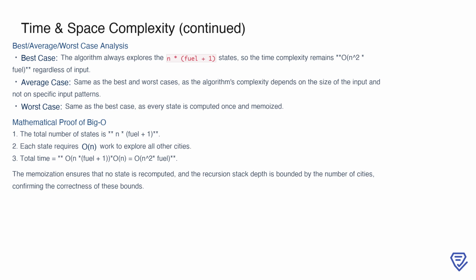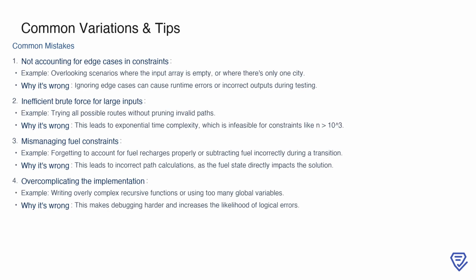of these bounds. When tackling this problem, there are some common mistakes that can trip up even experienced coders. First, it's essential to account for edge cases within the constraints. For instance, you might overlook scenarios where the input array is empty, or there's only one city in the problem. Neglecting these can lead to runtime errors or incorrect outputs during testing. Another frequent pitfall is attempting a brute force approach for large inputs. If you try all possible routes without pruning invalid paths, the resulting exponential time complexity quickly becomes infeasible, especially for scenarios where the number of cities exceeds 1,000.